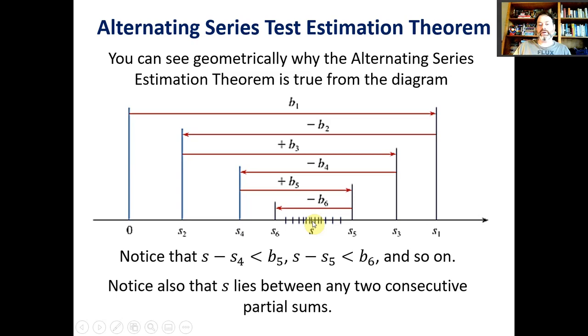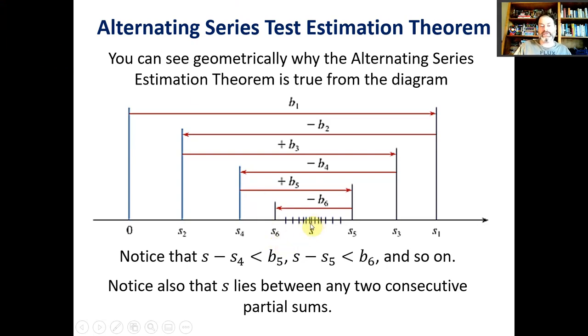So S is in the middle here, right? Let's say we start at 0, and then here's S1. These are our partial sums, right? So we add B1, then we subtract B2, add B3, and we keep narrowing in on S. We get closer and closer to S. But why does the error have to be less than the next term? I picked a couple here at random.